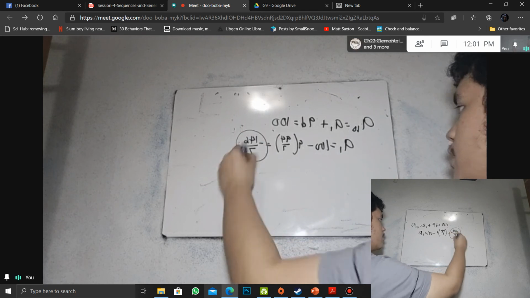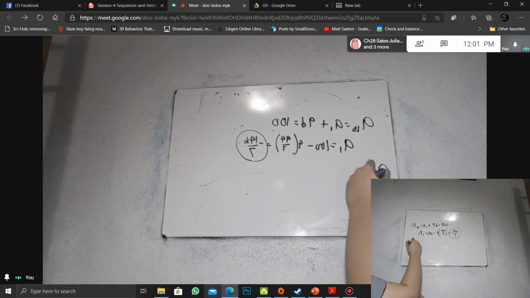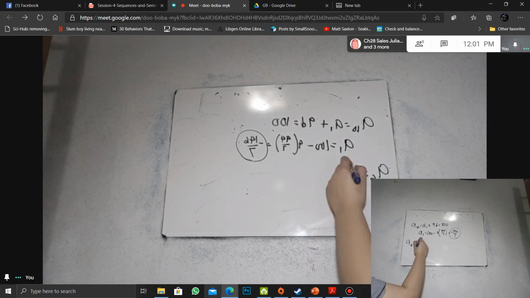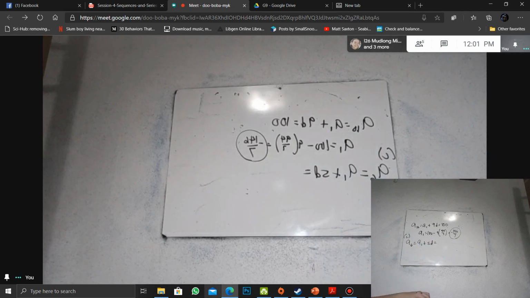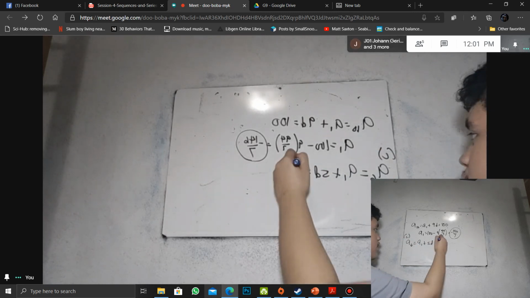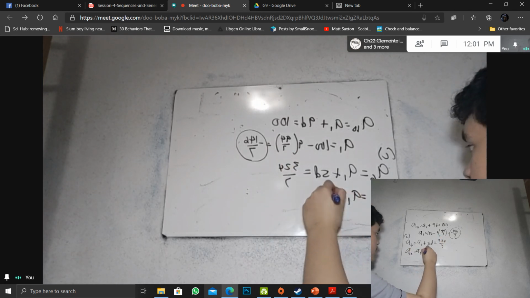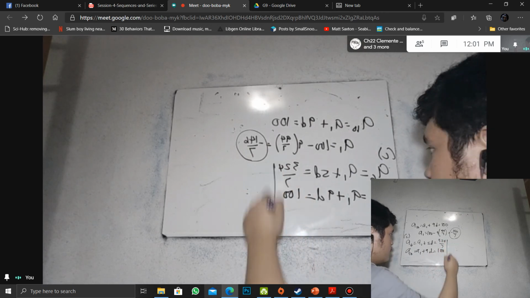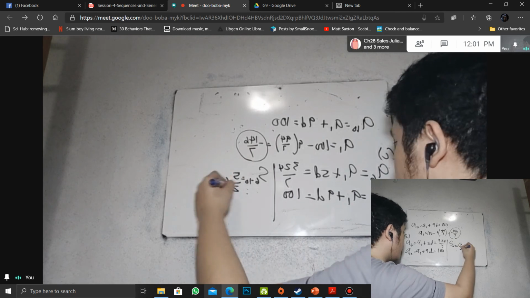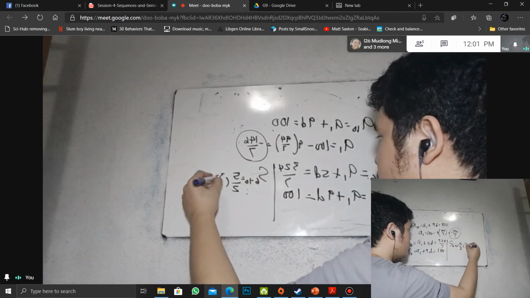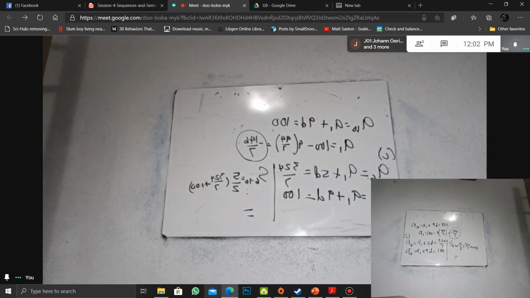Next, letter C. Find the sum of the 6 to 10th terms. So, A sub 6 equals to A sub 1 plus 5D equals to 324 over 7. A sub 10 equals A sub 1 plus 9D equals to 100. S of 6 to 10 equals N over 2, 5 over 2 times A sub 6 plus A sub 10, 324 over 7 plus 100 equals to 2,560 over 7.